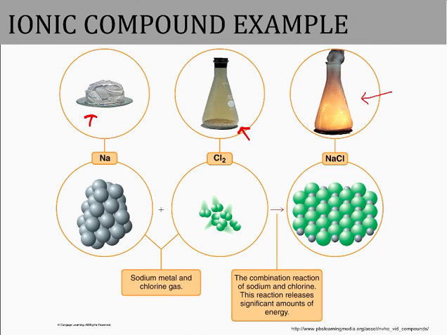Now, once we combine these two together, we get our sodium chloride compound. And you'll notice that these little gray atoms are sodium ions, and then the green spheres or atoms are chlorine ions. And so they're alternating and kind of surrounding each other to form what's called a crystal lattice.